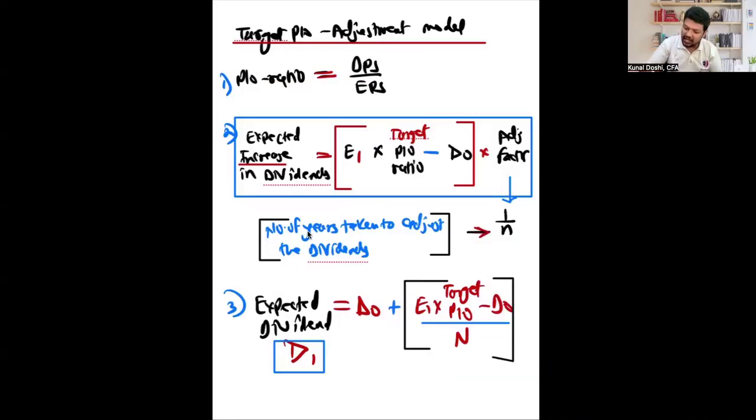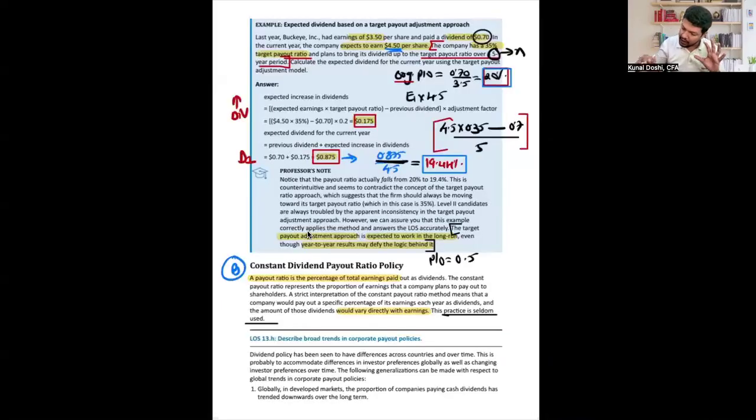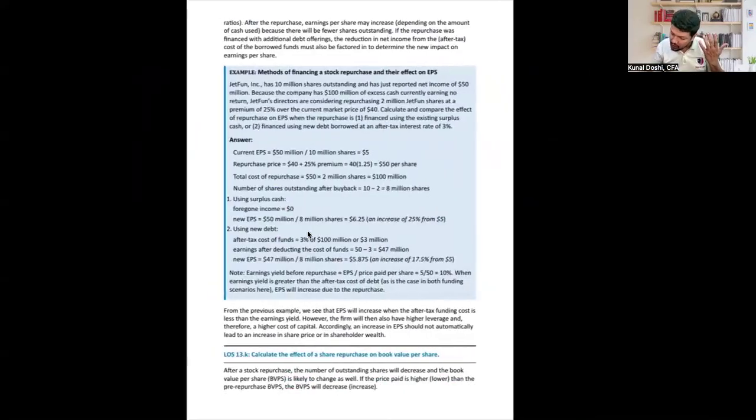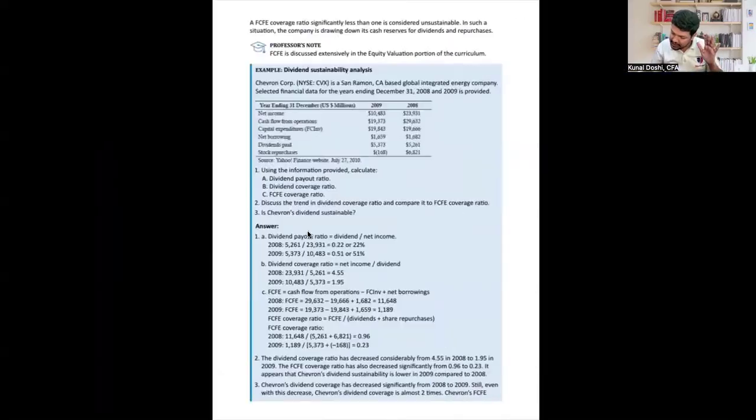Understood, everyone? So it's the same thing. Got it? Correct. Now let us see if there is any question related to this.